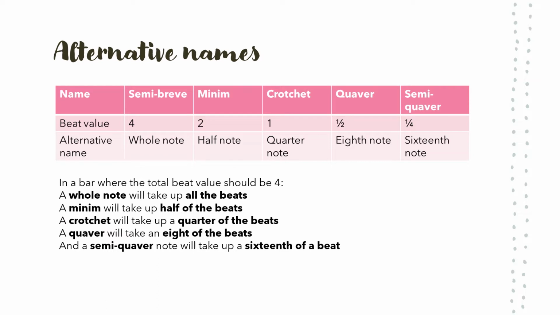Alternative names are often used by American musicians, or you might hear drummers saying 16th notes and 8th notes, so it's just good to know what they mean by that. Essentially the thinking behind the alternative names is if you had a bar of 4 beats, a semi-breve which has a beat value of 4 would take up the whole bar, so they call it a whole note. Makes sense, right? Same if we had a minim: in a bar of 4 beats, a minim will fill half of those beats, therefore it's a half note. Same with a quarter note, one crotchet, is 1 beat of 4, therefore it's a quarter. An 8th note is an 1/8 of the full bar. And same for the semiquaver. So it kind of makes sense, but there we go.